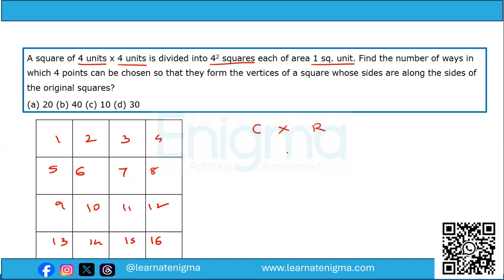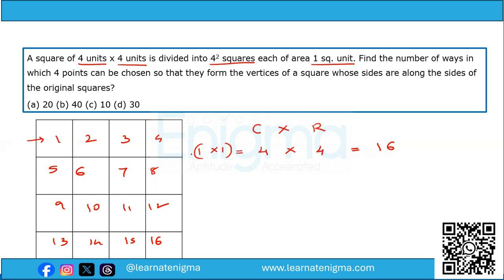Now you can see that each of these 16 squares is of the dimensions 1 unit by 1 unit. So we have 1 unit by 1 unit, 4 by 4, that is 16 squares.